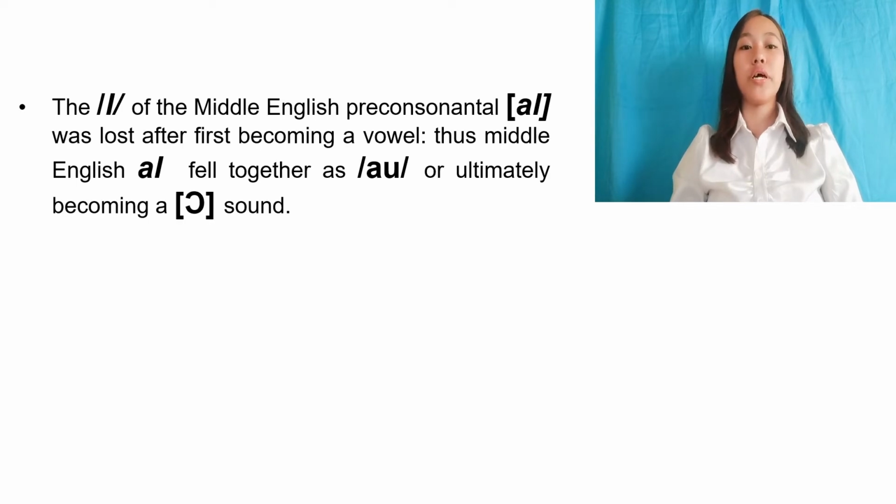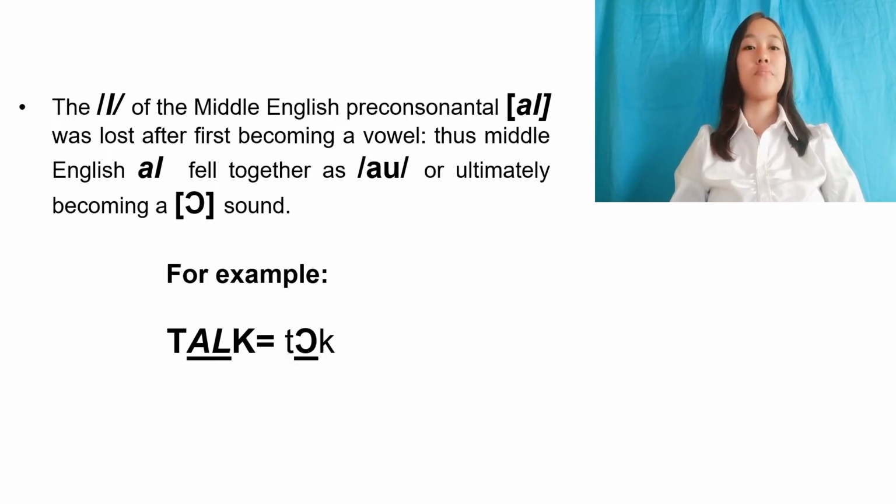Another consonant was the L sound or the letter L. Of the Middle English, preconsonantal L was lost after first becoming a vowel. Thus, Middle English al fell together as a vowel, ultimately becoming a half O sound. For example, the words talk, walk.